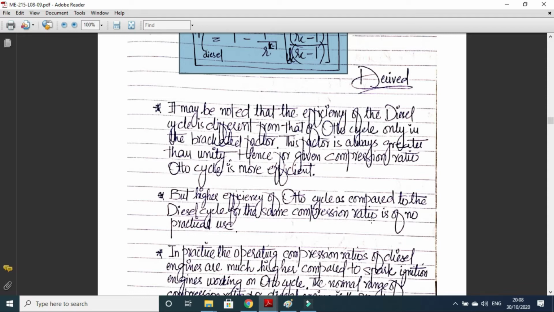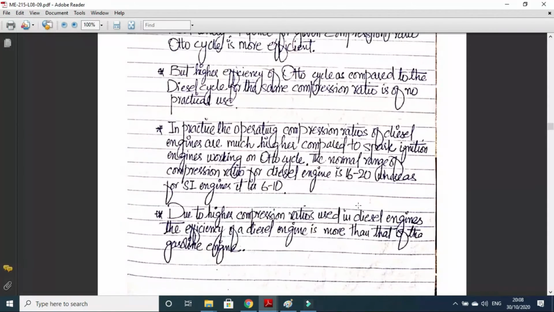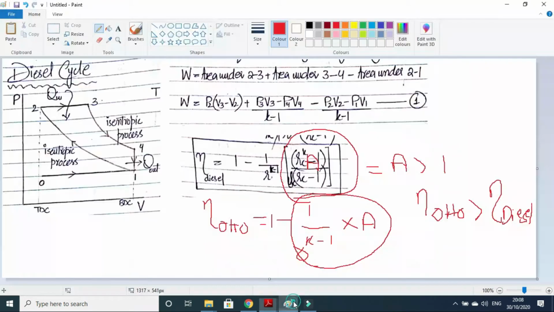So we do not observe the problem of knocking as compared to the Otto cycle. Here we have mentioned that SI engines are operated at a compression ratio of 6 to 10, while diesel engines are operated at a compression ratio of 16 to 20, at much higher values of compression ratio. And in the last lecture, we saw that the efficiency graph is like this. So efficiency increases with the increasing values of compression ratio.